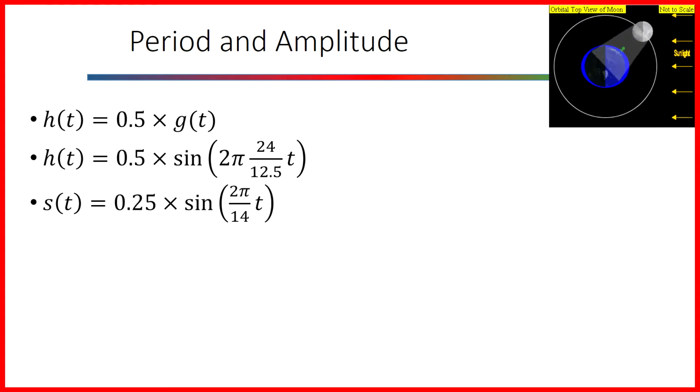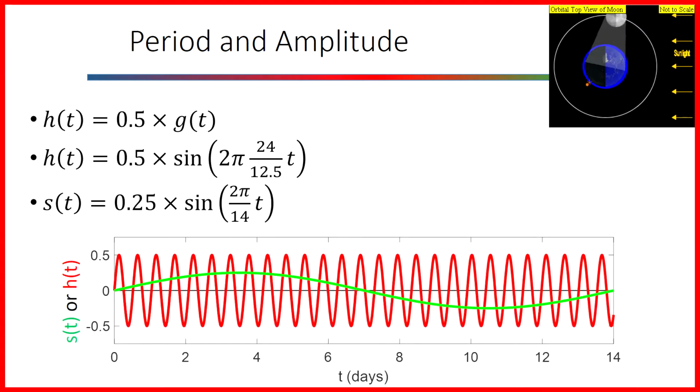And then let's graph both of these functions. We've got the moon's gravitational impact in red as h of t and the sun's gravitational impact in green as s of t. So now we've got a wave with a period of about half a day that is fairly strong, and we've got a much weaker wave with a period of 2 weeks. Now we want to think about how those two functions go together.